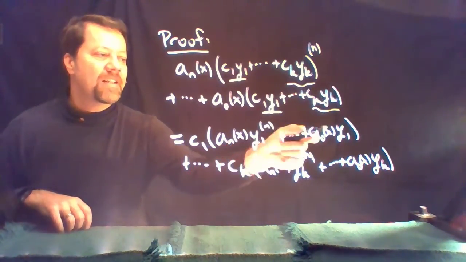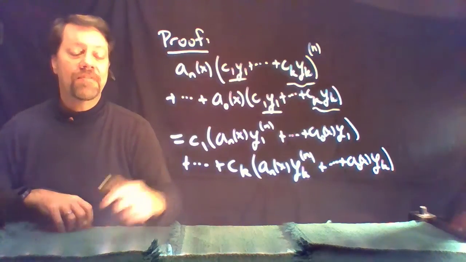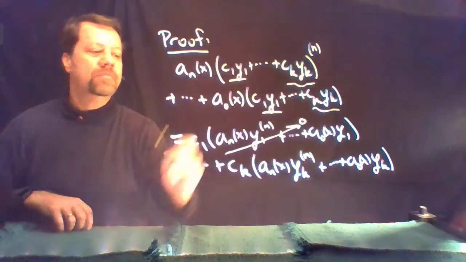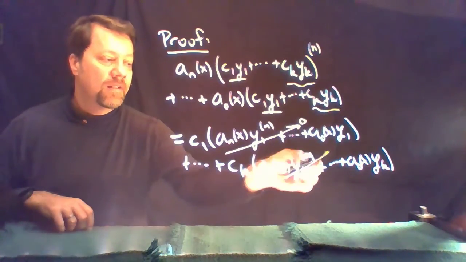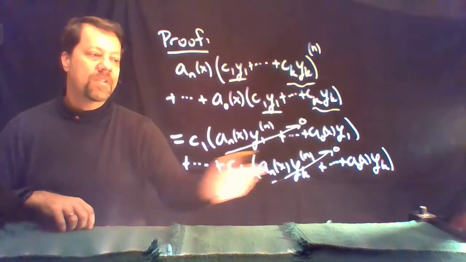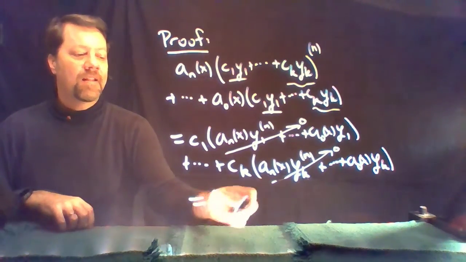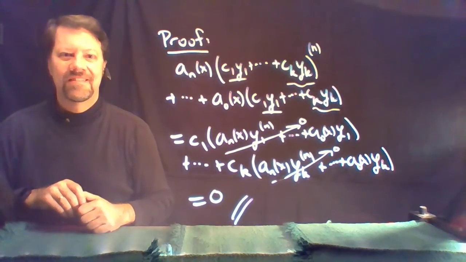So when you plug it into the differential equation, since the differential equation is homogeneous, this has to be 0. Similarly, all of these other terms are equal to 0, and the whole thing equals 0. That's the end of the proof. Let's work an example.